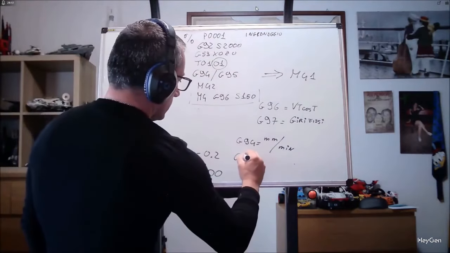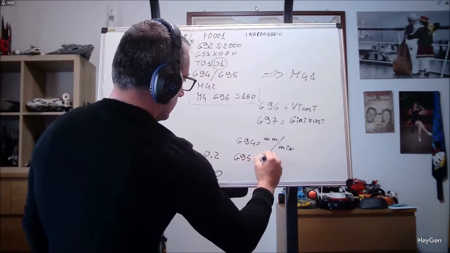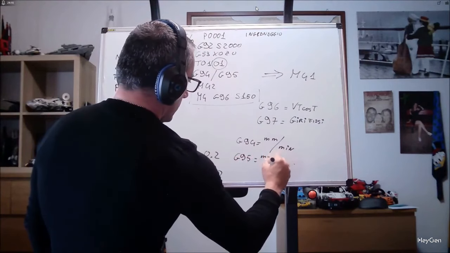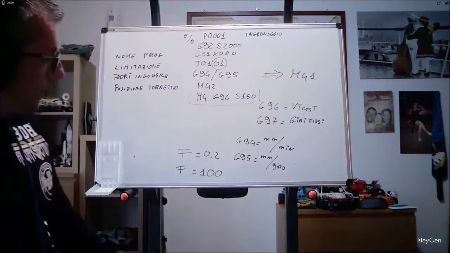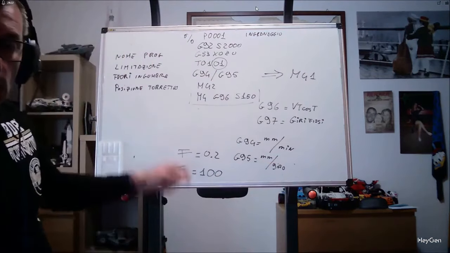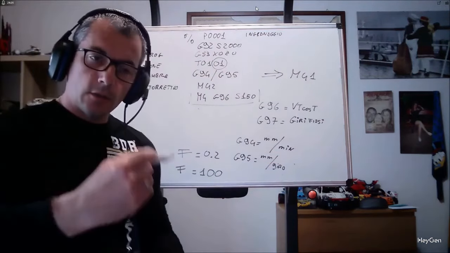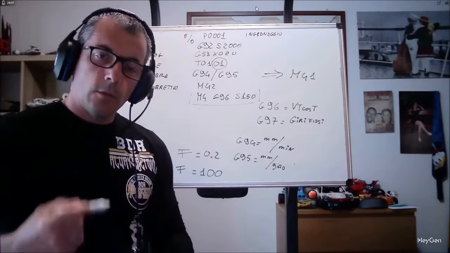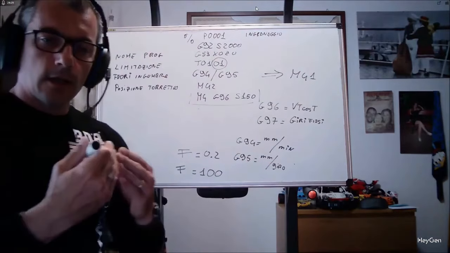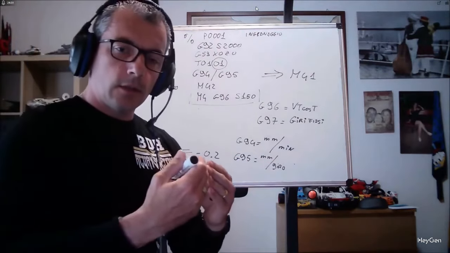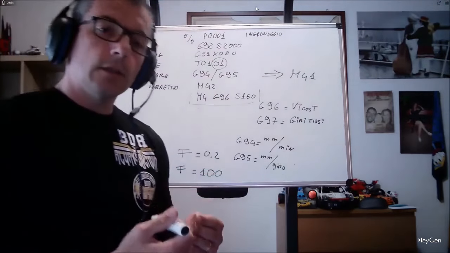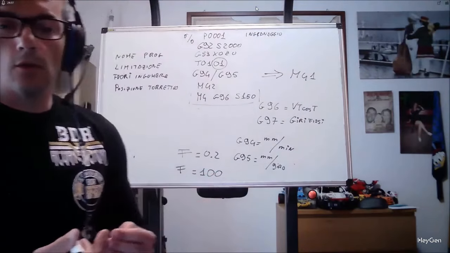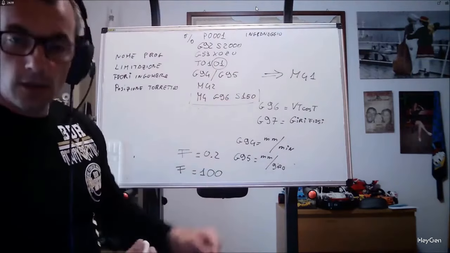G95 equals millimeters per revolution, which means that for each revolution of my self-centering chuck, my tool will advance by 0.2 mm. So to make 1 millimeter I need 5 revolutions. The execution speed then depends on the S set, that is the number of revolutions I have given.